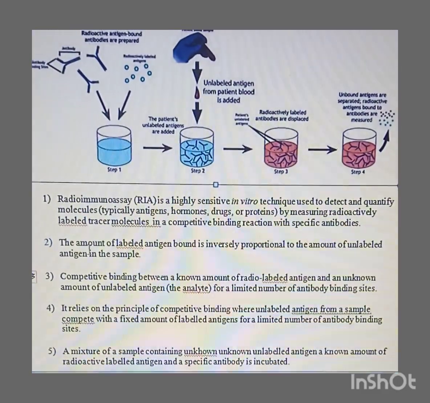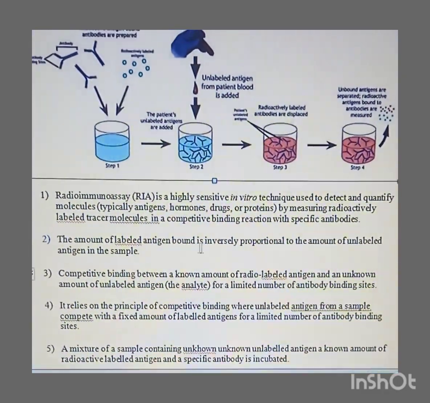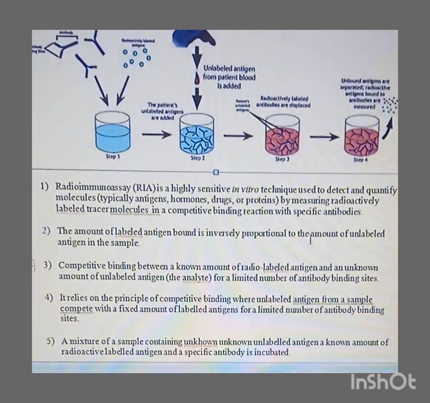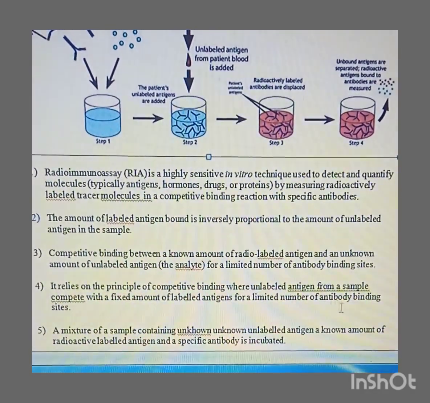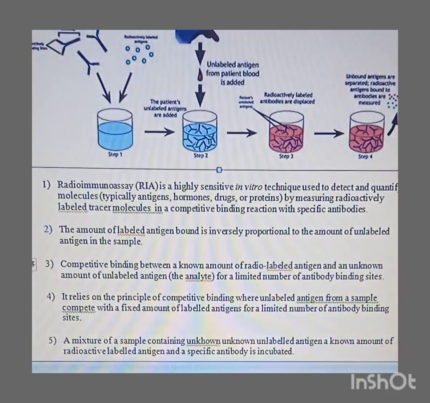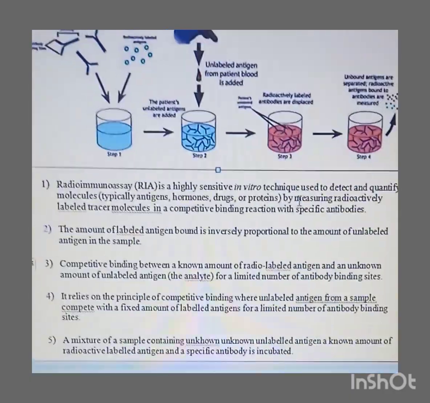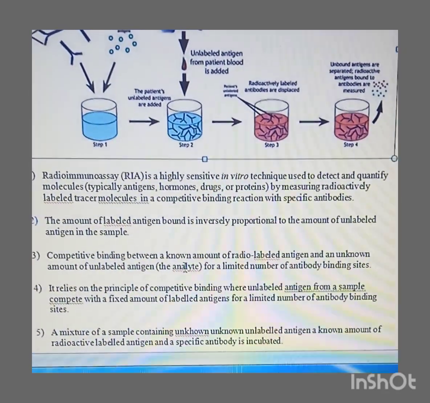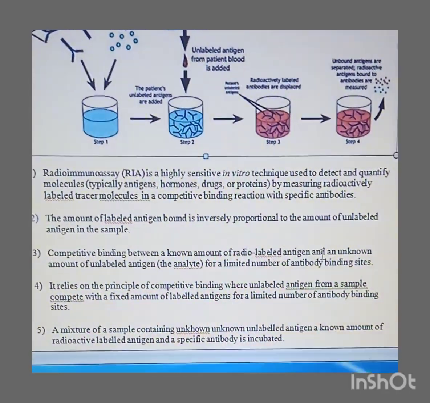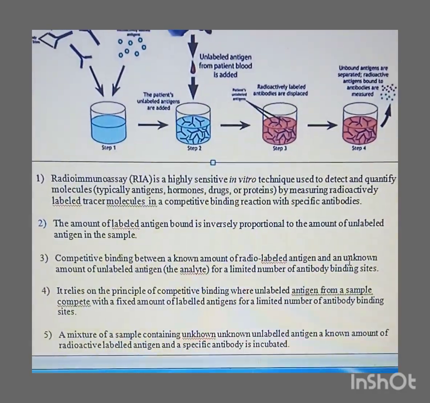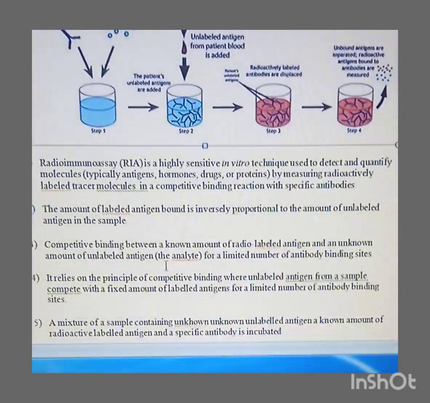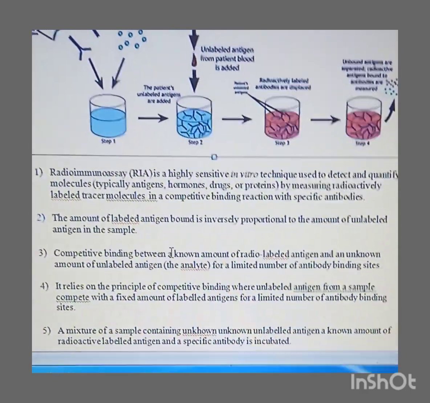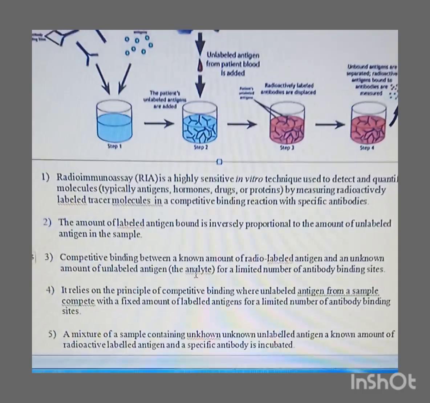Then the second point is the amount of labeled antigen bound is inversely proportional to the amount of unlabeled antigen in the sample. Mostly, unlabeled antigens bind with our antibodies. There is competitive binding between a known amount of radio labeled antigen and an unknown amount of unlabeled antigen, which means we do not know exactly what the unlabeled antigens are, but they bind to our antibodies.